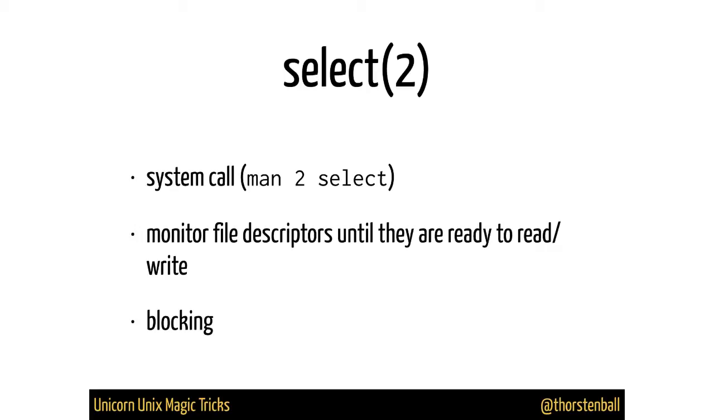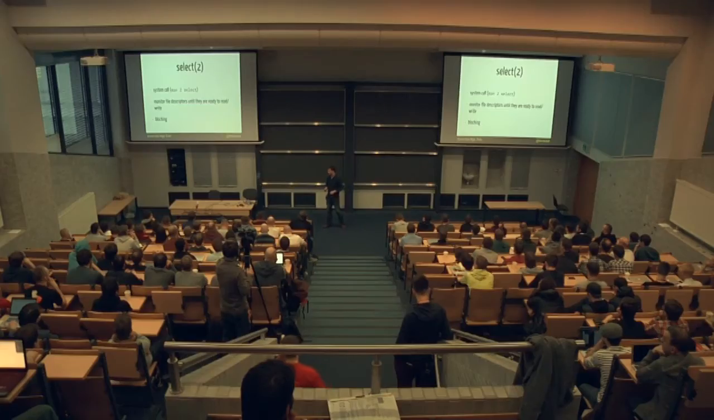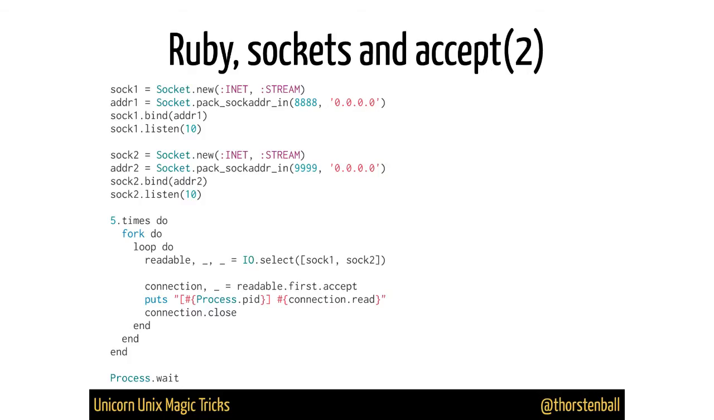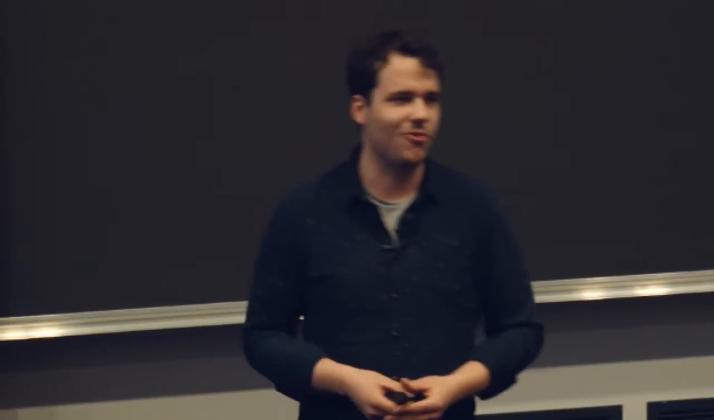Select is another system call which does multiplexing. It monitors file descriptors, which sockets are, and pipes are, and files are, and returns only if one of those file descriptors is readable, writable, or has an error. That means, since select is blocking, we can switch out accept for select. And by using select, we can do this. That's 23 lines of Ruby, and it's basically a fully functional multi-process TCP server. If you add error handling, it's production ready, I'd say.